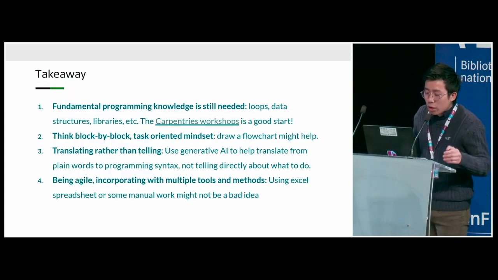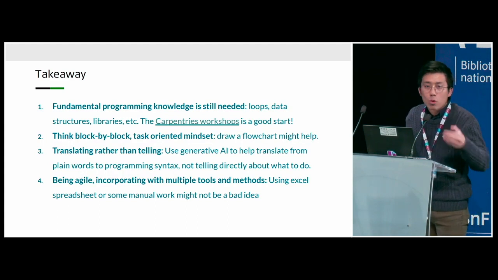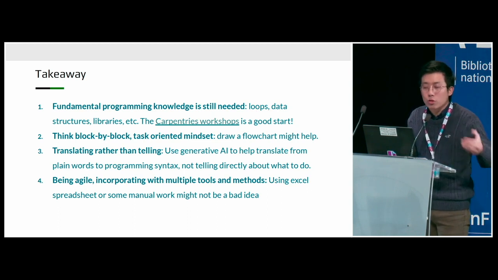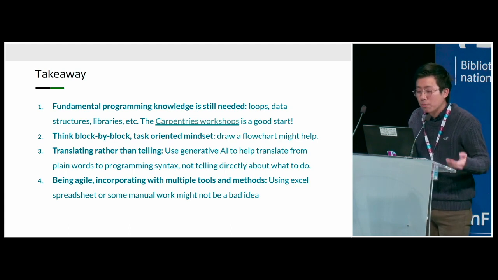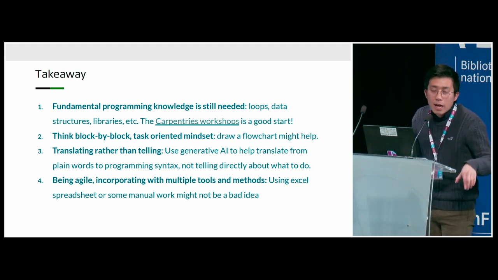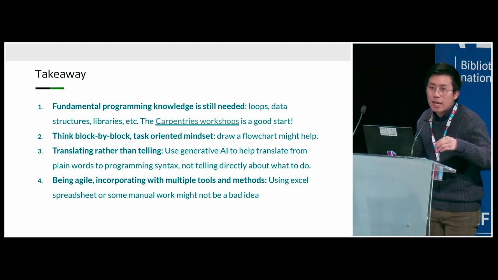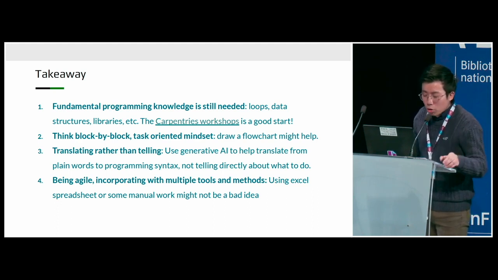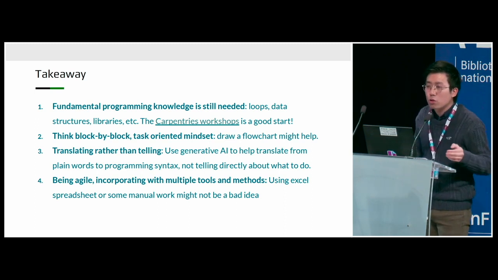So to conclude, first of all, I think knowing some of the fundamental programming knowledge is still needed to construct the whole workflow, and the Carpentries workshop might be a good starting point. Next, I would argue that you should try to translate from your plain words rather than giving very rough or lengthy paragraph prompts to the generative AI to generate programming scripts. Moreover, try to think in a block-by-block and task-oriented mindset, and then break down into different sub-pieces in order to generate a script. And drawing a flowchart might help.